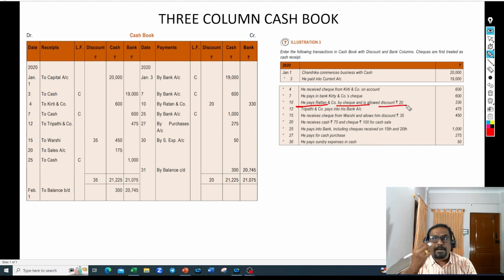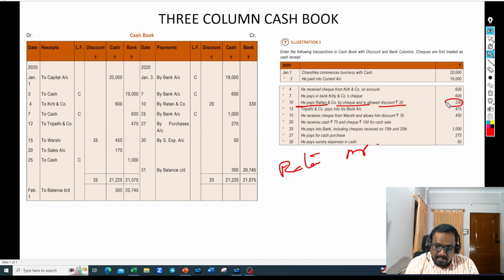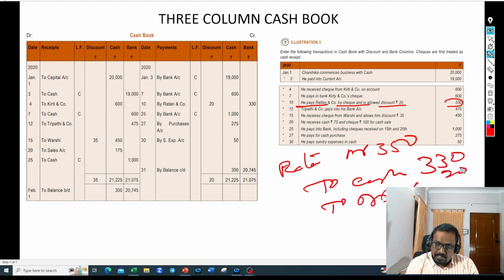Ratan and company, he paid. He pays Ratan and company by check. Right? So Ratan and company is the receiver. How much? 330 plus 20. That means Ratan and company 350 you need to debit, to cash account 330, to discount credit 20, because here discount received is an income. So all incomes and gains have to be credited.